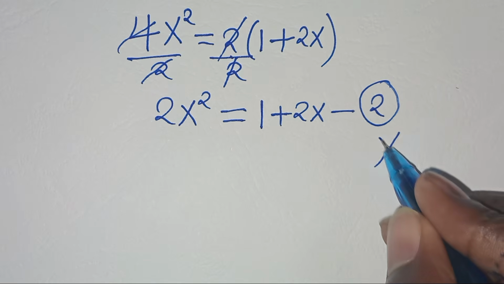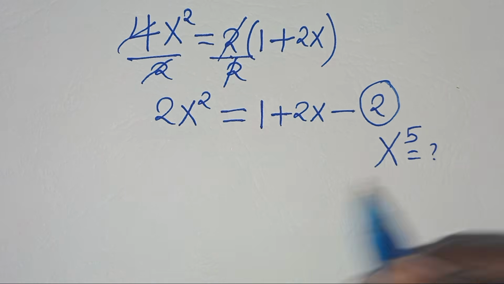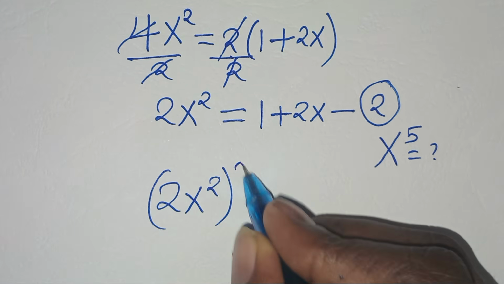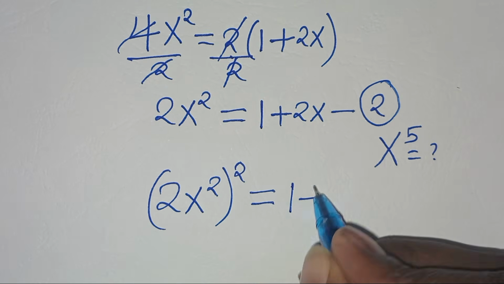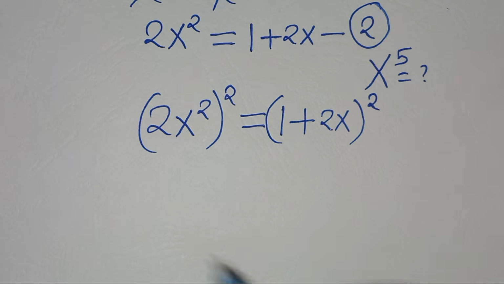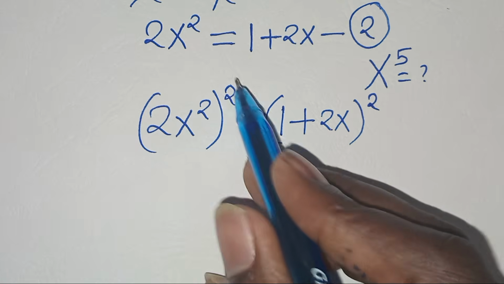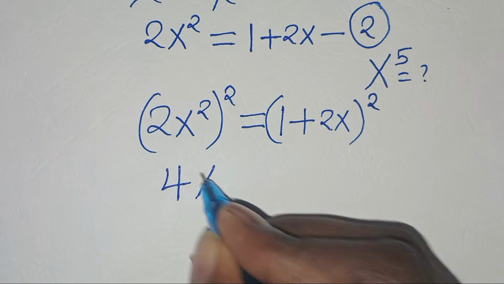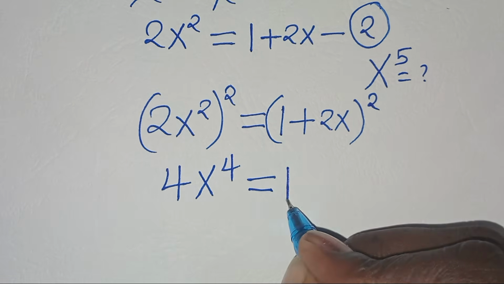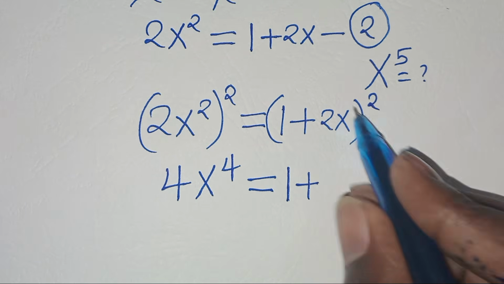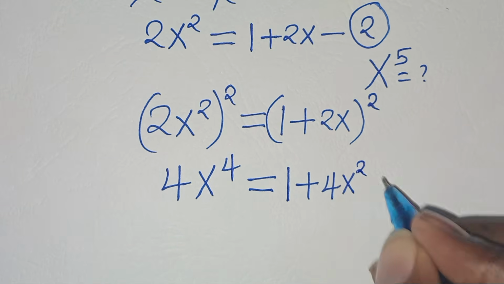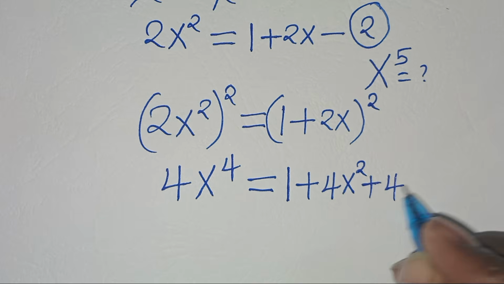Now since we are solving for x to the power of 5, let's proceed here. We have 2x to the power of 2. Let's raise this to the power of 2. This is equal to 1 plus 2x raised to the power of 2. So we have 2x to the power of 2 raised to the power of 2. This is 4x to the power of 4. Then this is equal to, now let's expand this. We have 1 plus 2x squared, 2x raised to the power of 2. This becomes 4x to the power of 2, then plus 4x.